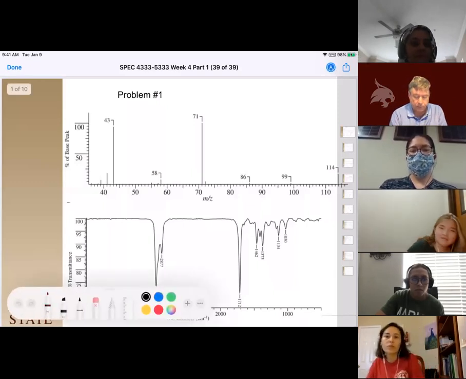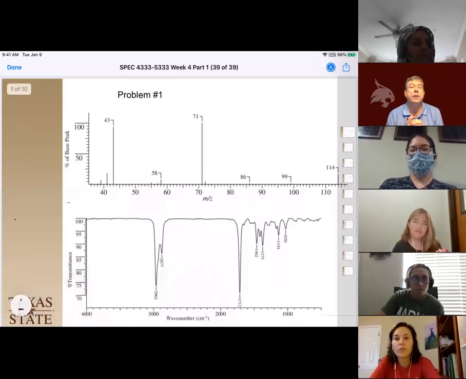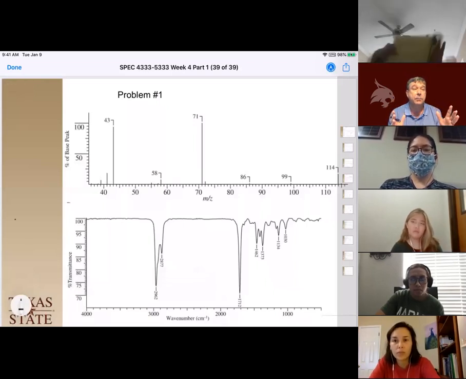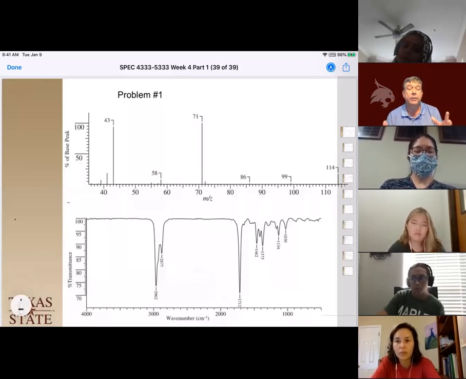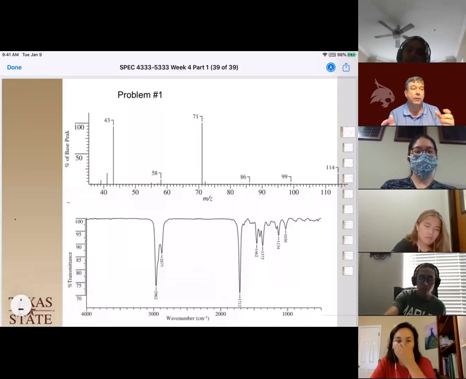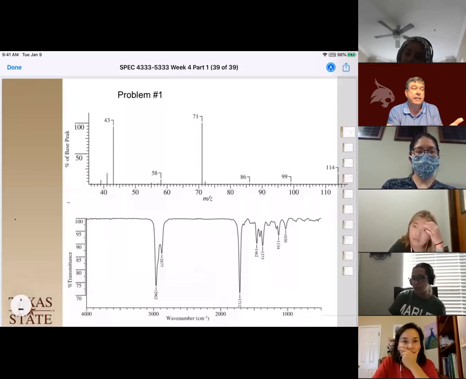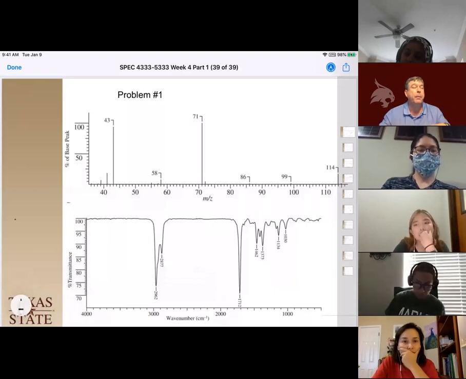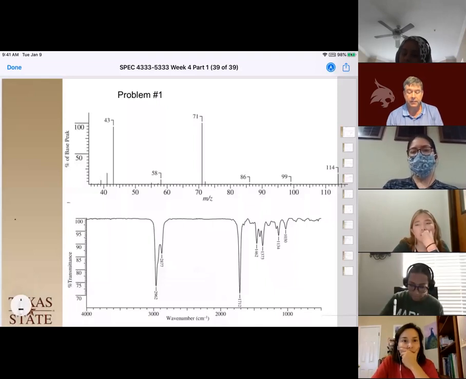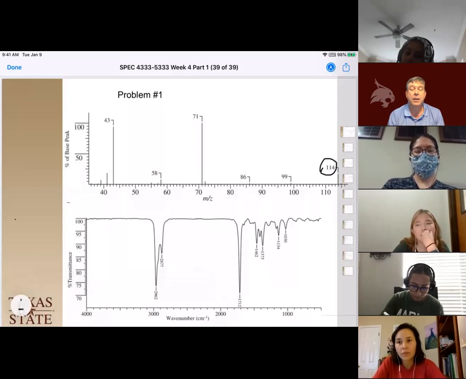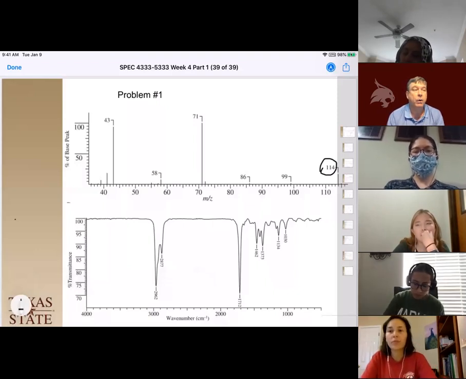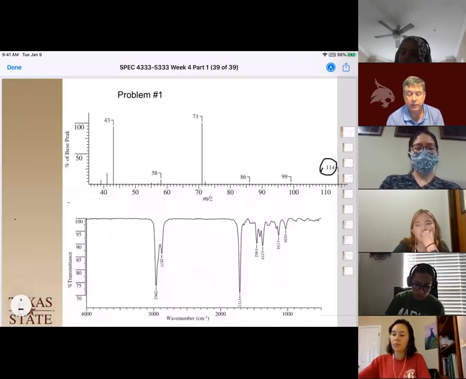Okay, so I'm going to start with our first thing that we're going to do. We're going to take our first guesses, and we're going to then support that with what we see in the IR. And then what we see in the IR, we're going to go and support what we see in the mass spec. We're going to go probably back and forth at least 3 times. Okay, so the first thing we see in our mass spec is a 114, okay? So let's get an empirical formula based on the 114.